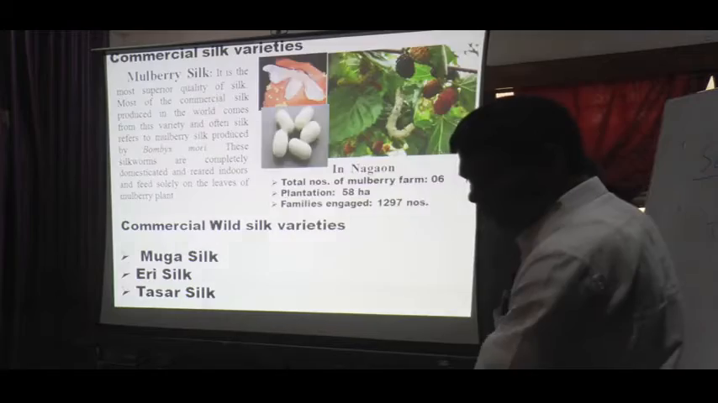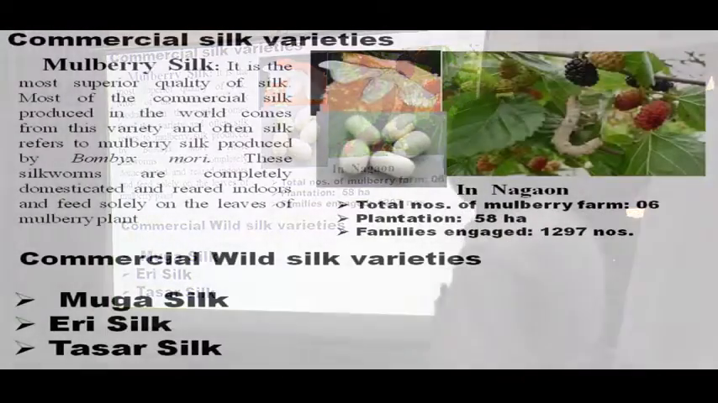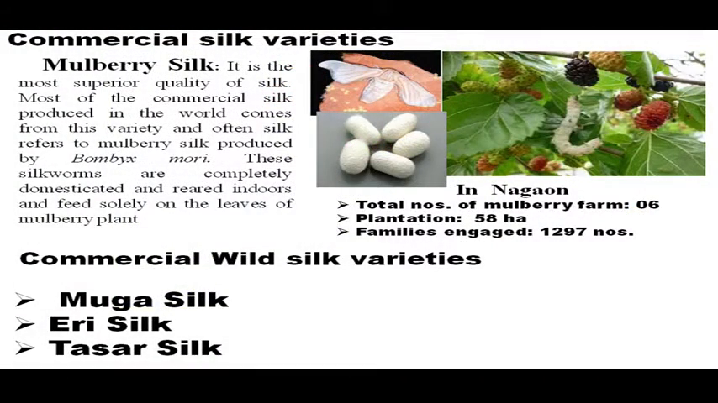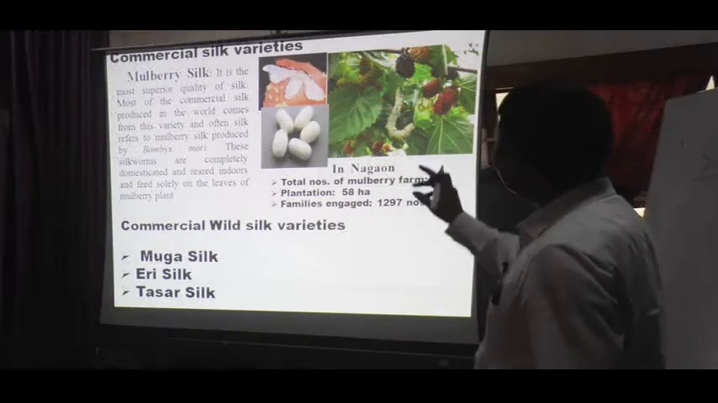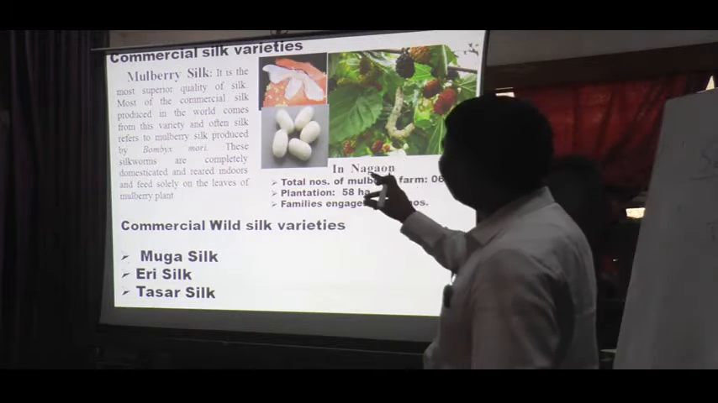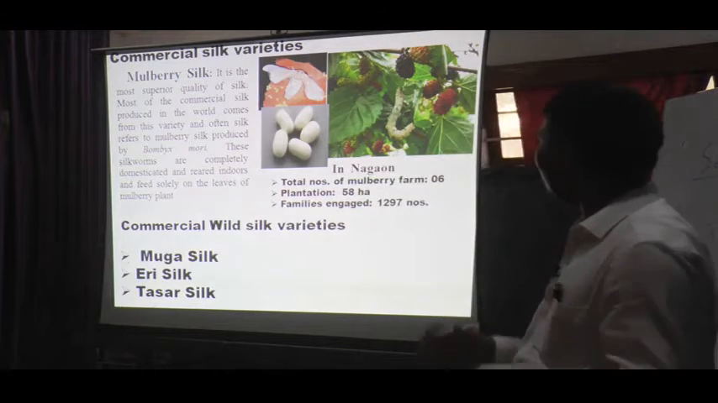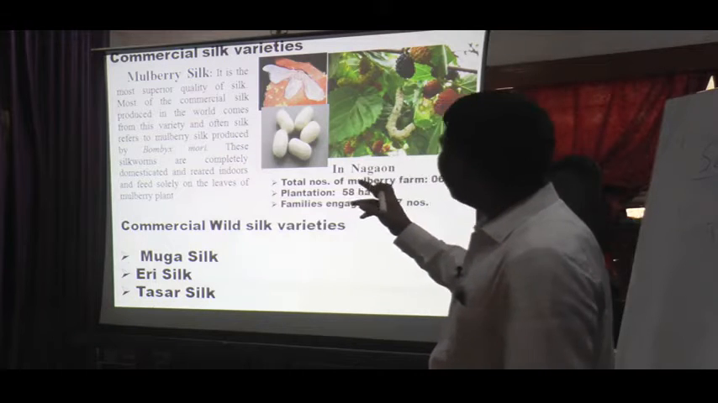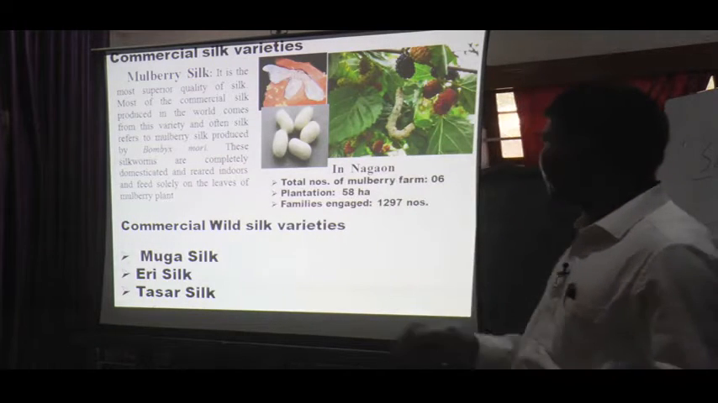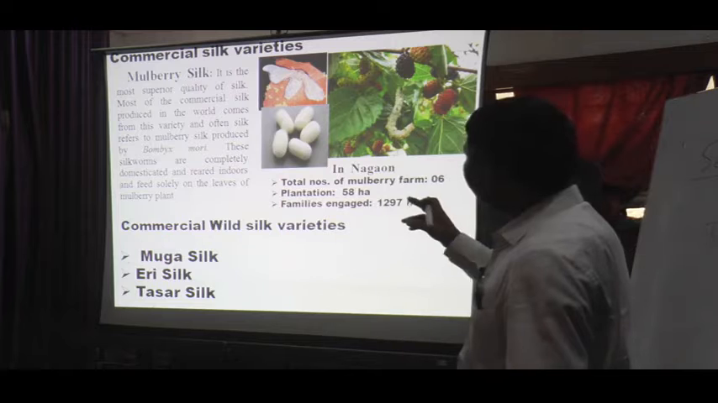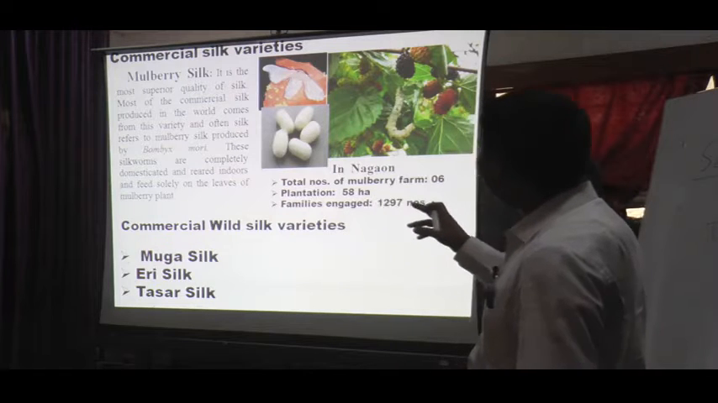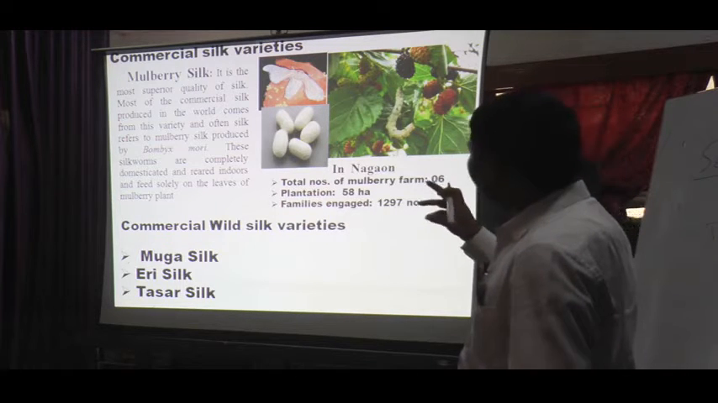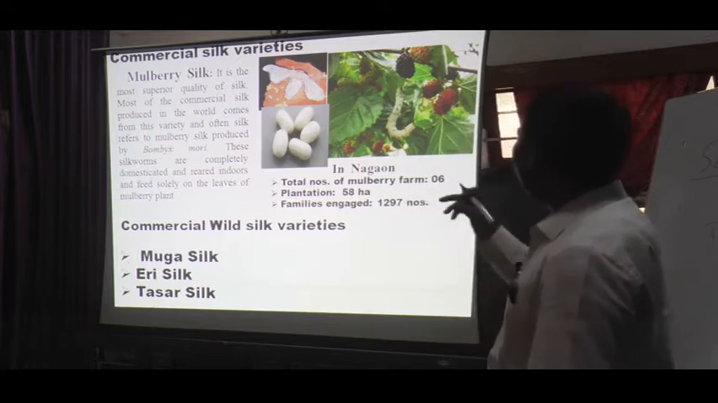Accordingly, if we see the commercial varieties of silk, I have already mentioned that Mulberry is purely domesticated. It is the most superior quality of silk. Most of the commercial silk produced in the world comes from this variety, and often silk refers to Mulberry silk produced by Bombyx mori. These silkworms are completely domesticated and reared indoors and feed only on the leaves of the Mulberry plant.